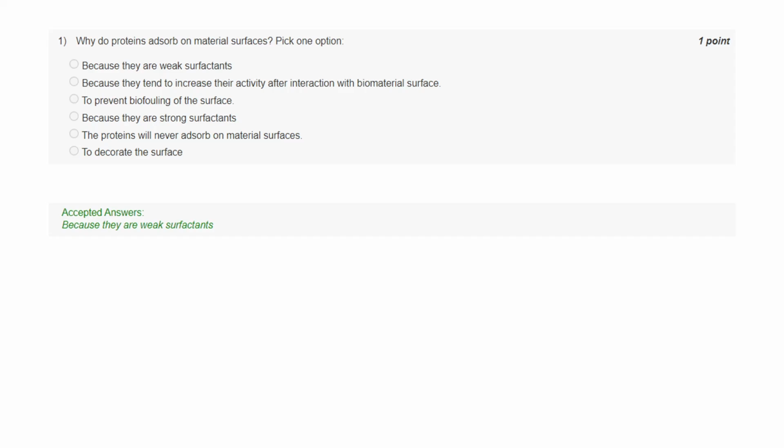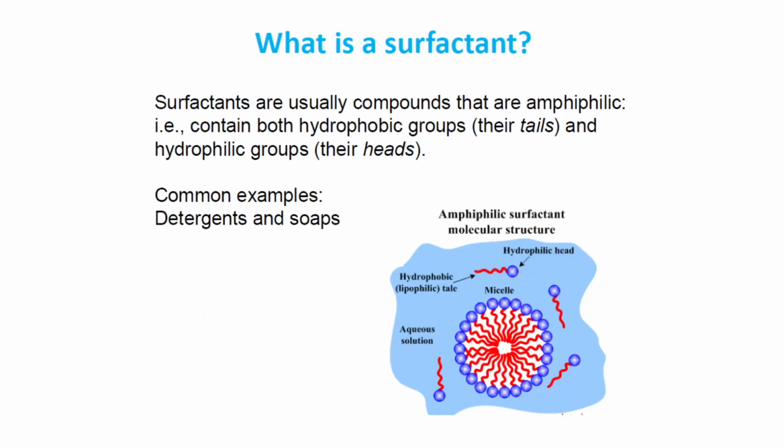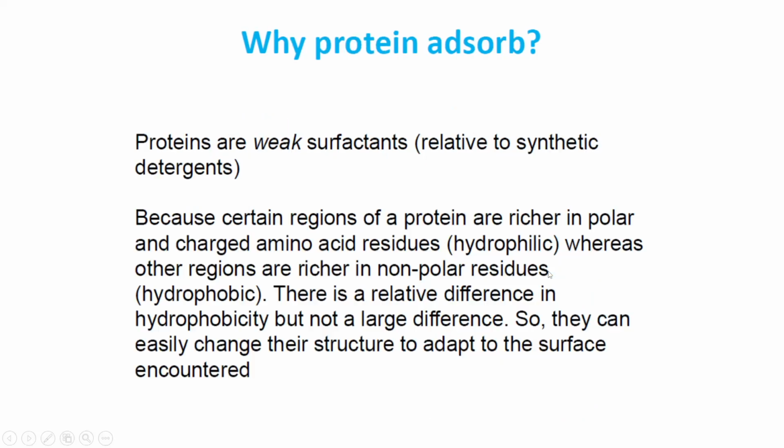The correct answer is the first option, because they're weak surfactants. So proteins, as I said, have both parts, hydrophobic as well as hydrophilic. Let's see what surfactants are first. This is how a surfactant looks. These are known as amphiphilic molecules. Molecules or compounds which have both hydrophobic and hydrophilic parts are known as amphiphilic. Since proteins are also surfactants, but compared to actual detergents they are very weak surfactants, they have both hydrophilic and hydrophobic parts.